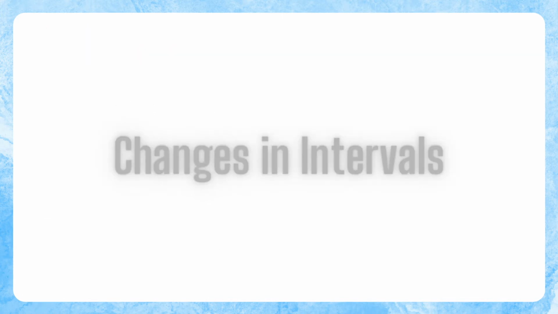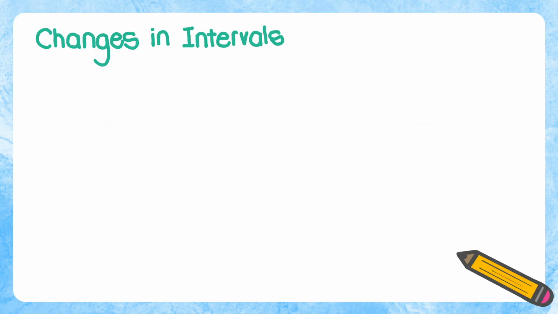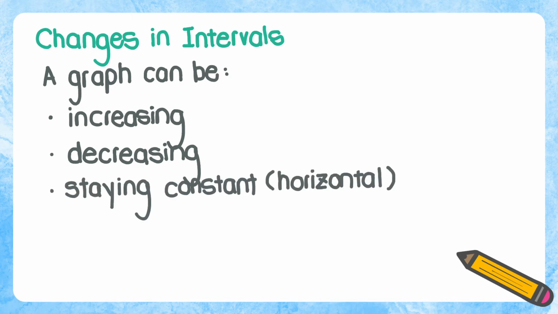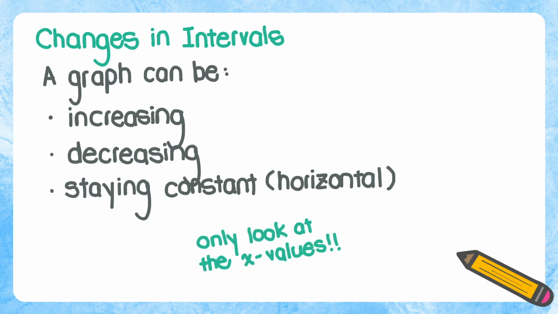Next, let's look at changes in intervals. So here we're just looking at how the graph changes. A graph can be one of 3 types. It can either be increasing, so going up, or decreasing, going down, or staying constant, so a horizontal line. And for changes in intervals, we only focus on the x values.